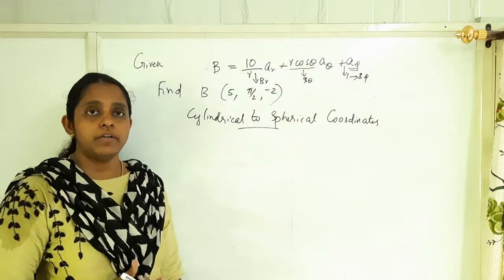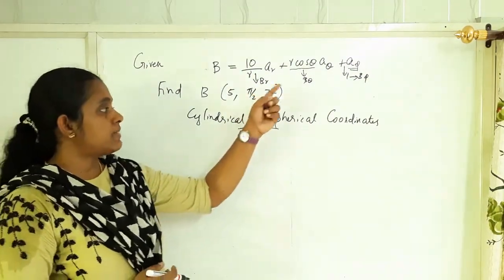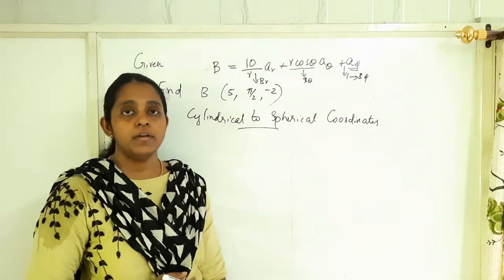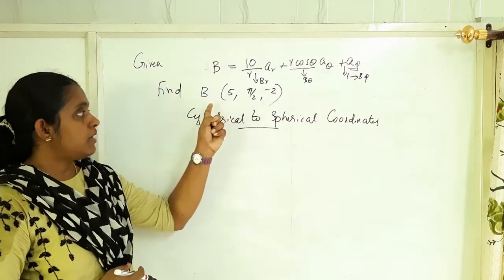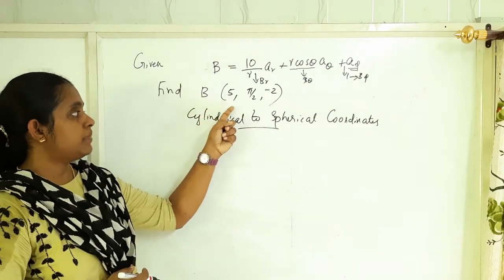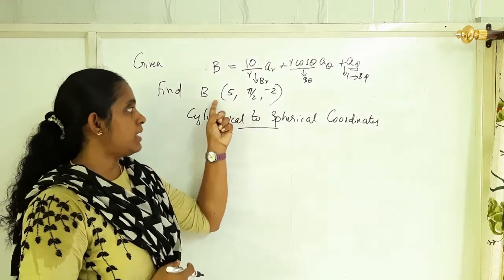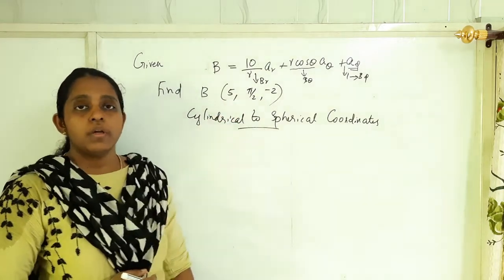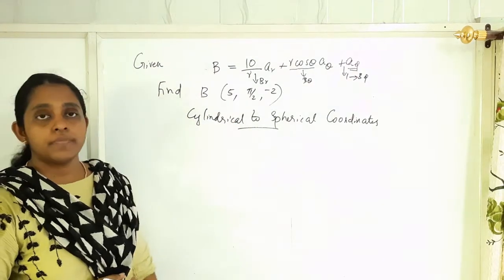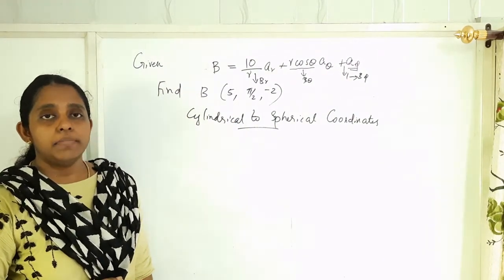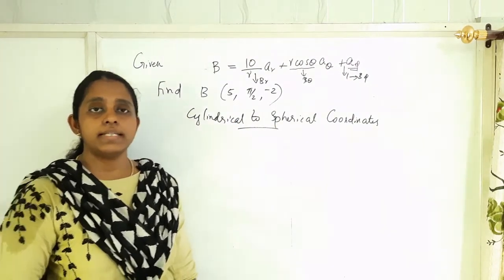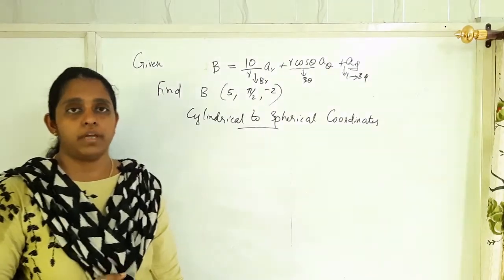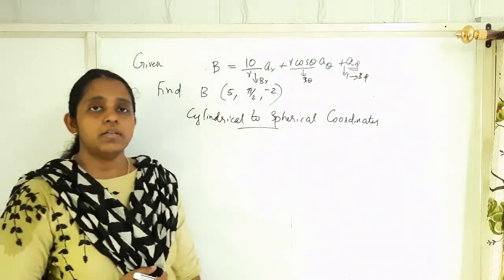Next we have to convert from the spherical system into the cylindrical system. We have to find the vector B at the cylindrical point B(5, pi/2, -2). In order to find the vector B, we have to find the cylindrical coordinates rho, phi and z.